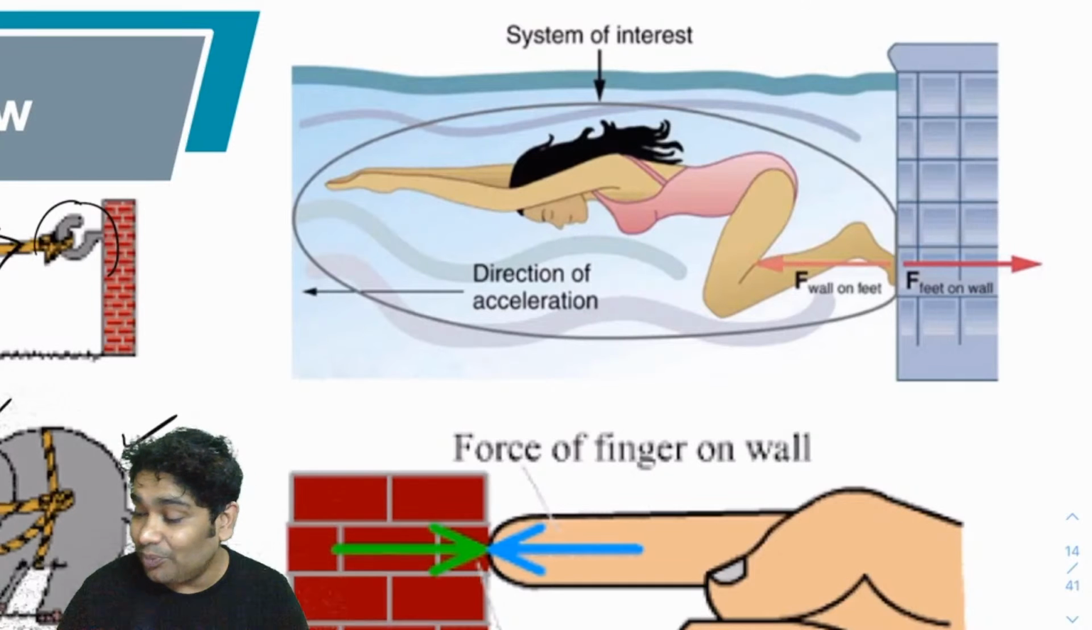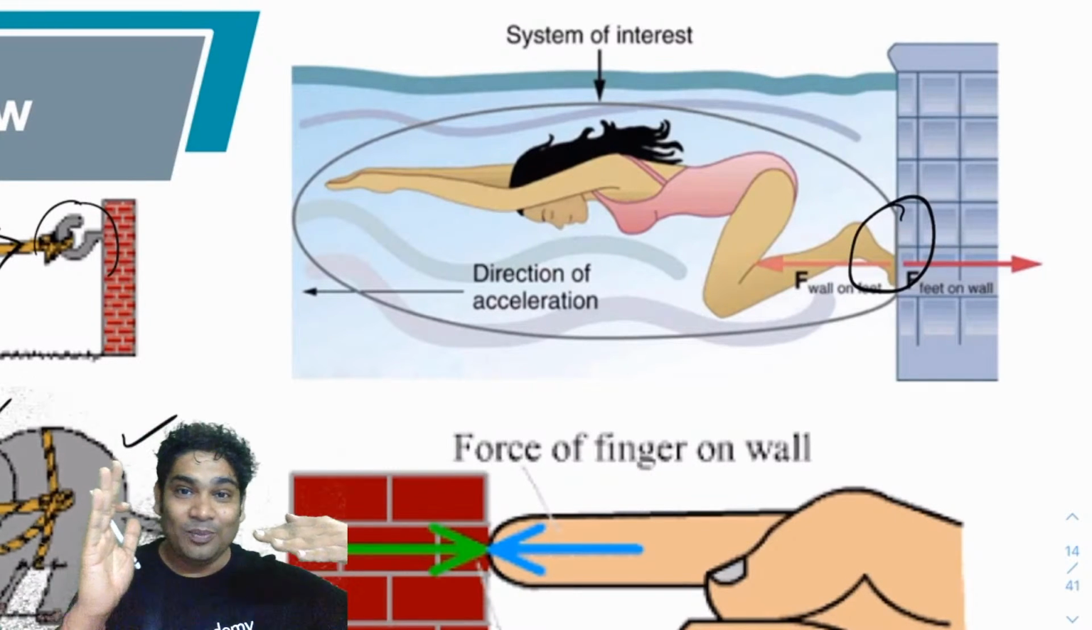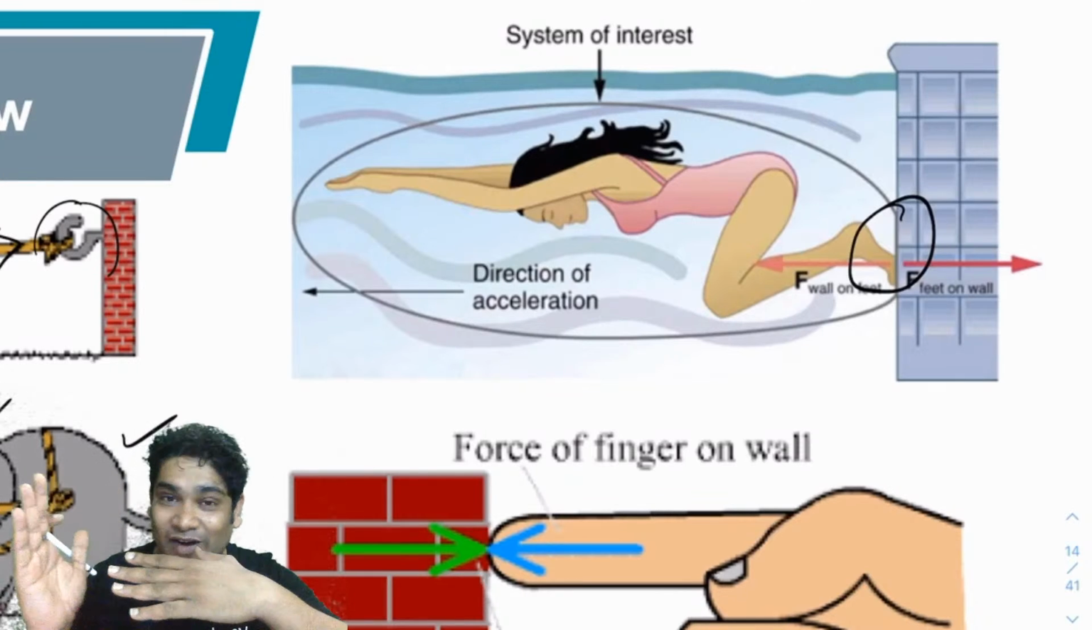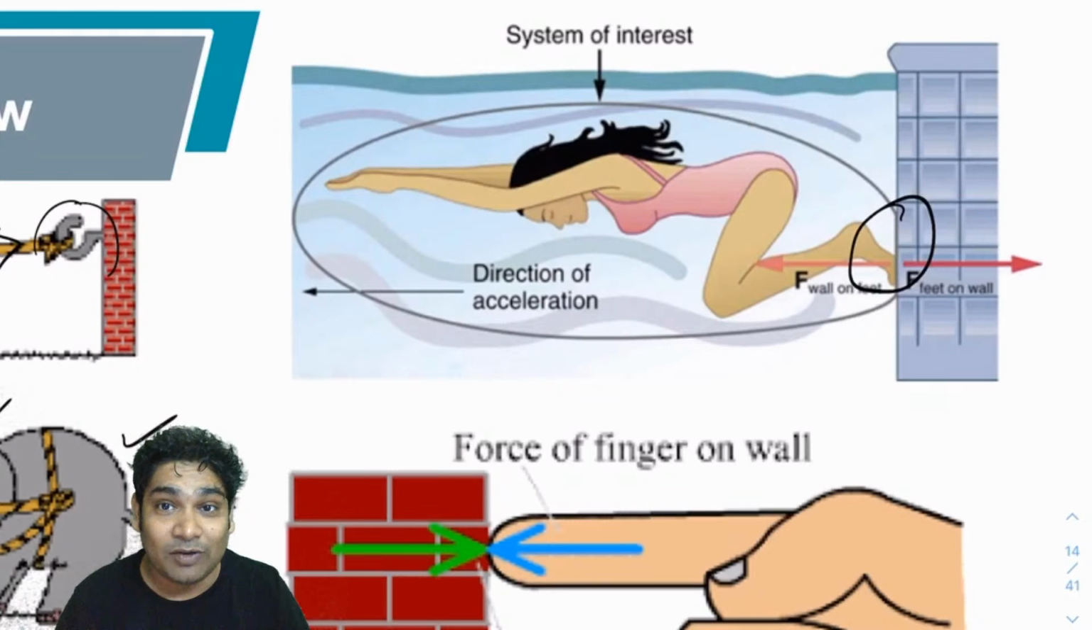Second, you must have noticed this: when a swimmer is trying to move forward, how do you do that? You push the ground, you push the ground backwards. So if you push the ground backwards, you end up moving forward. Why is that? When you are pushing the ground backward, the ground is pushing you forward. That is something that happens when you're walking also.